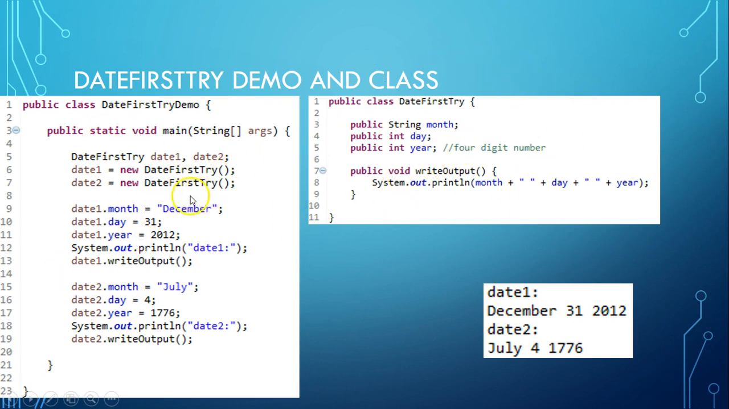Now, of course, in this example here, when I run this, this is what is produced. You can see we have date1, and it calls writeOutput, and it just writes month, day, year, which we find here in our code.